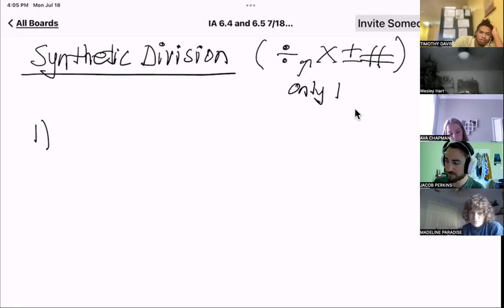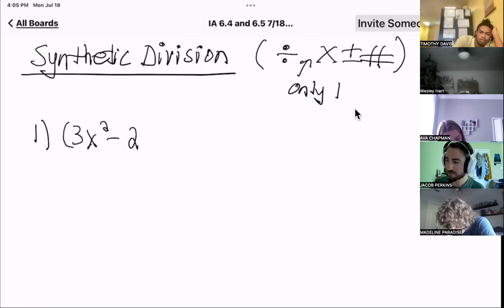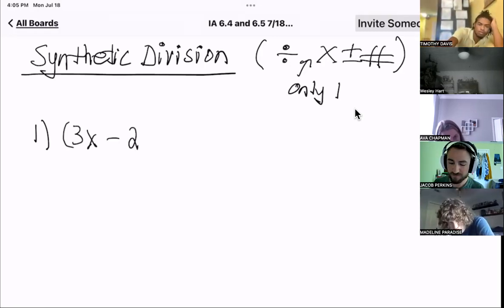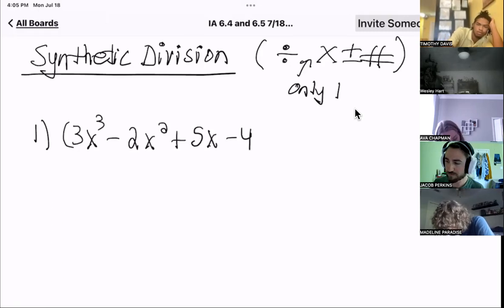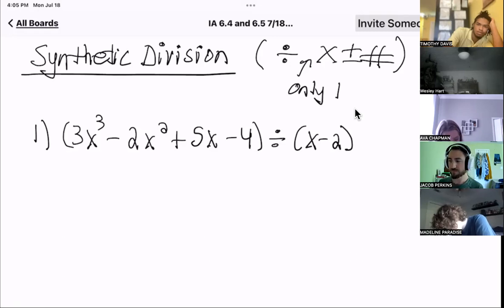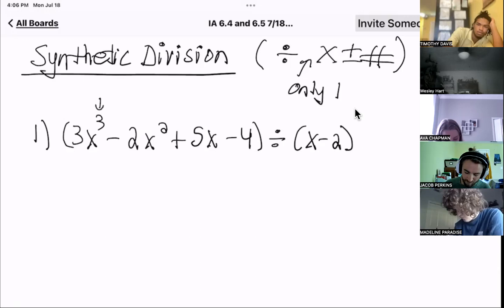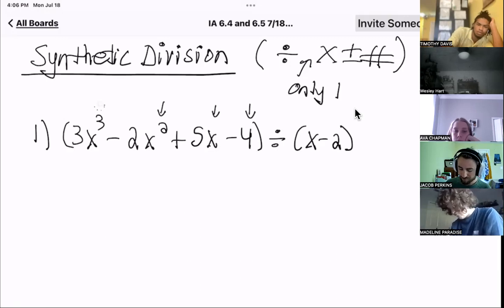So let's do a problem. We're going to divide 3x cubed minus 2x squared plus 5x minus 4 by x minus 2. And we're going to use synthetic division. Number 1, pay really close attention to the powers. I have a 3, I have a 2, I have a 1, I have a none. I have everything I need. I don't have to add a 0 anywhere. I have all my terms.